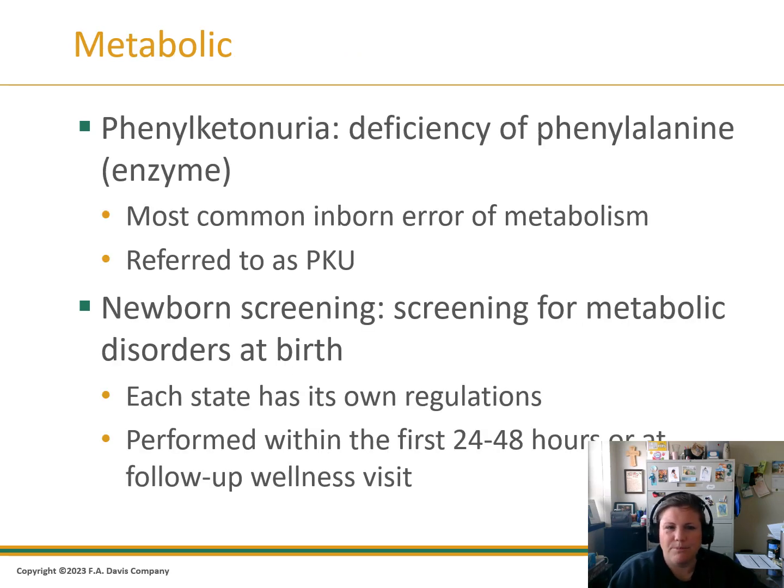In terms of the metabolic system, an important term to be familiar with is phenylketonuria. We tend to abbreviate that PKU. Basically, the patient that has phenylketonuria has a deficiency of phenylalanine hydroxylase, an enzyme in the body. And this is actually one of the most common metabolic errors that happens in babies. So you'll learn more about that, I'm sure, in your women's health content as well.